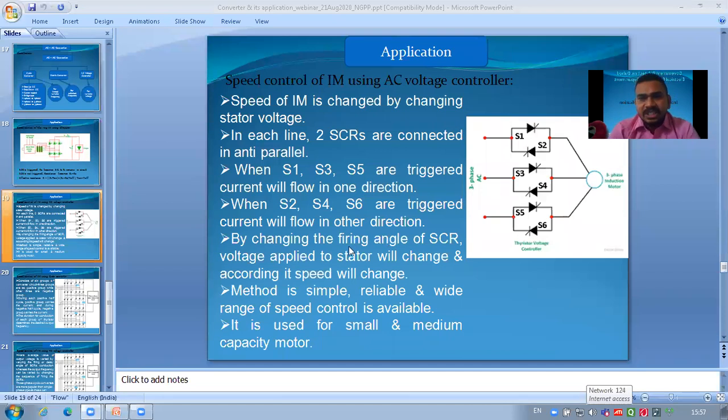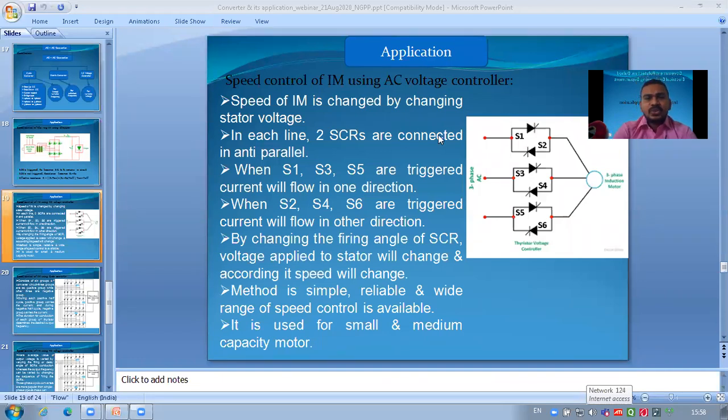Now how can we adjust the voltage? By changing the firing angle of the SCR, the voltage applied to the stator will change, and accordingly the speed will change. If the firing angle is less, the output voltage from this converter is more, and if we increase the firing angle, the output voltage we get is less.